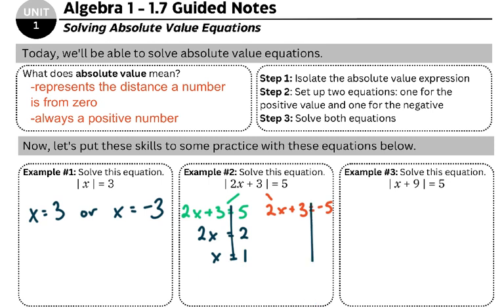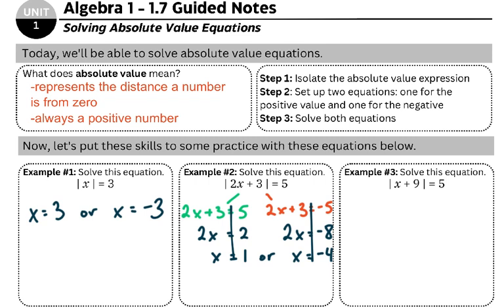We solve the second equation doing the same steps. We'd still subtract 3 first. The only difference is -5 minus 3 is -8. Now we'd still divide by 2 on both sides. So the other solution is x equals -4. Let's test that solution in the absolute value equation. -4 times 2 is -8. -8 plus 3 is -5. And the absolute value of -5 is 5. 5 equals 5, so we know that we've done this equation correctly.